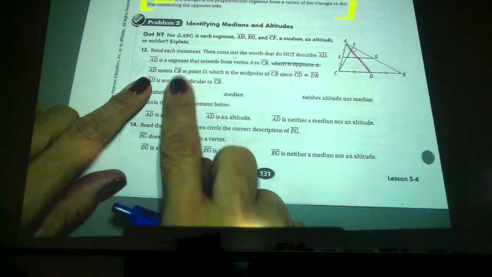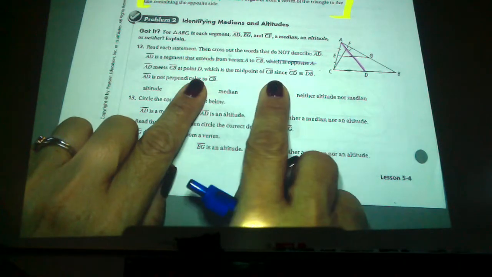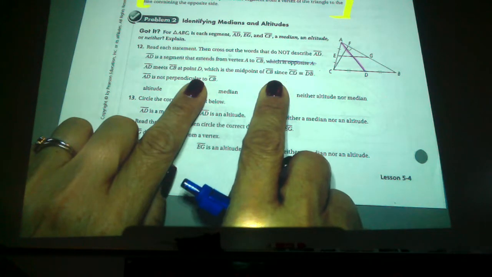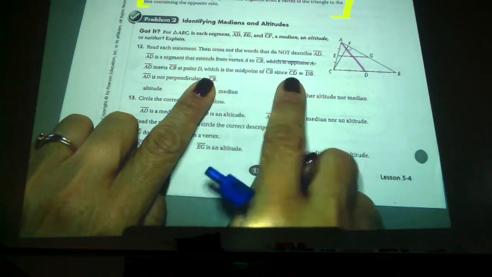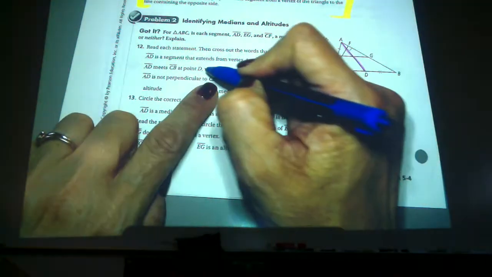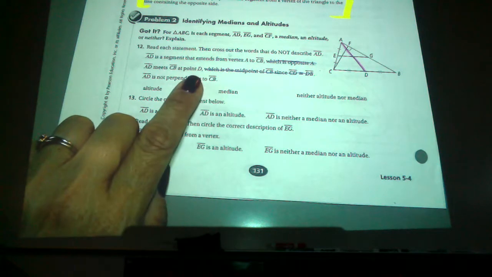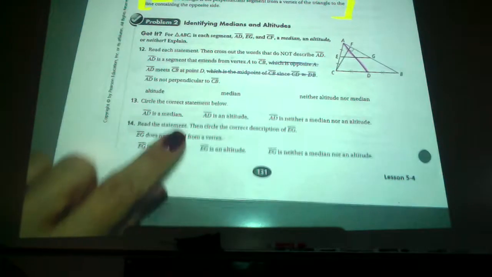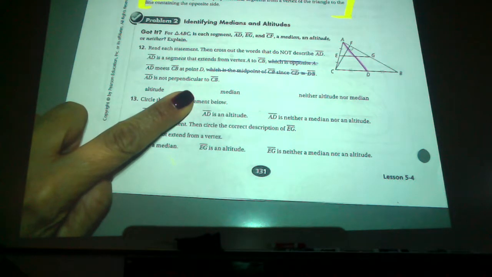And then AD meets segment CB at point D. Does that describe AD? Yes. Which is the midpoint of CB, since CD is congruent to DB? Is AD the midpoint of CB? No, only D is the midpoint. This does not describe AD. What is that describing? Point D. AD is not perpendicular to CB. Is that describing AD? Yes, the whole thing. So we're going to keep that.